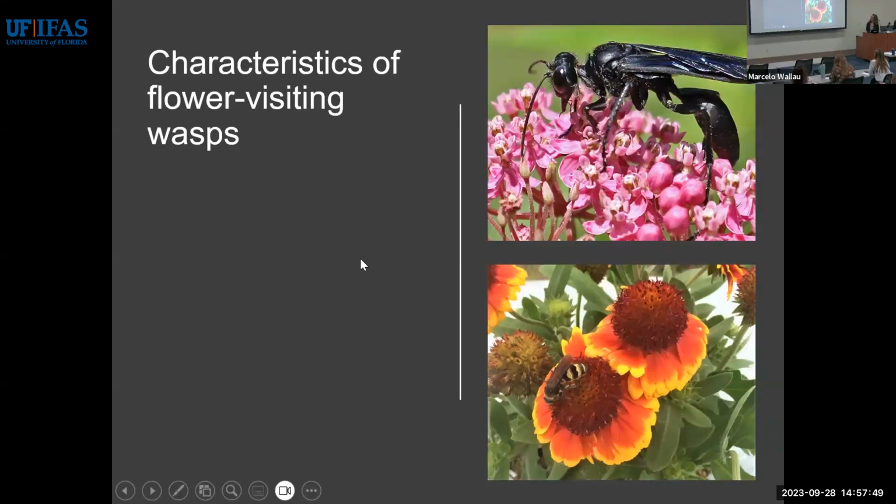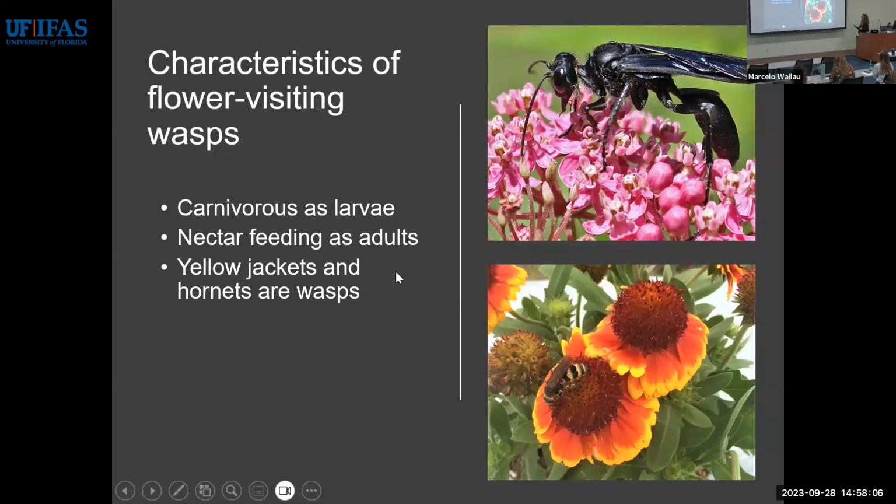There are a lot of flower visiting wasps that can act as pollinators. These wasps differ from bees in that they're carnivorous as larvae. So they have different feeding patterns as the larva, the grub stage, versus the adult. As the adult, they'll feed on nectar.